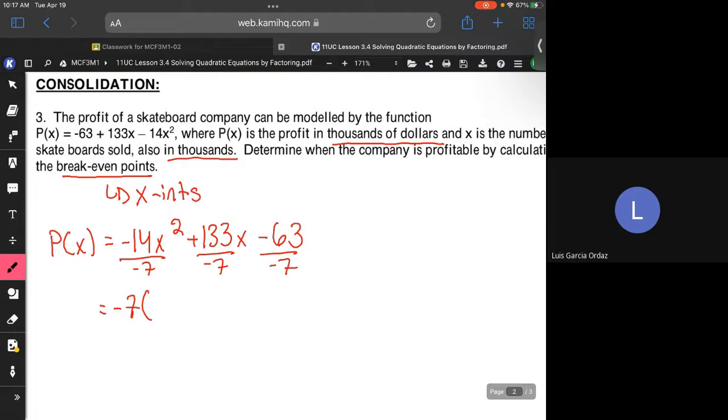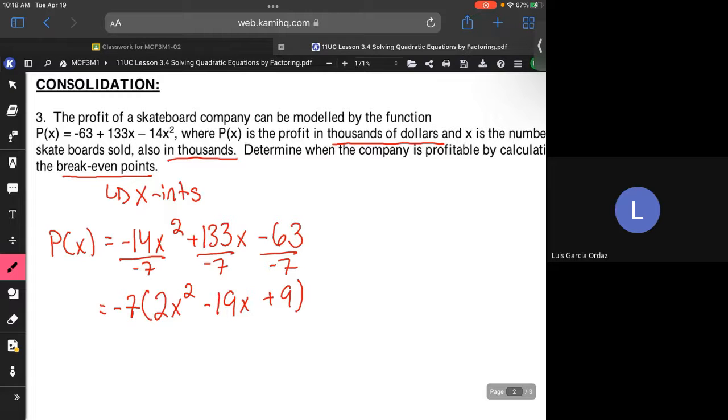-14 divided by -7 is 2x squared. Use your calculator. I think it's 19. Minus 19. Okay, good. And minus 9. Or well, plus 9. Why didn't you put it in the order that it was already in? Because when we're writing a trinomial, it's always from highest exponent to lowest exponent. Plus, it makes it easier to factor after.